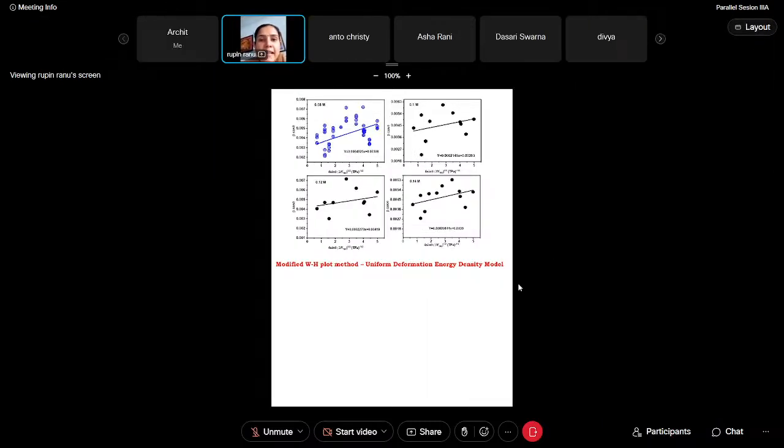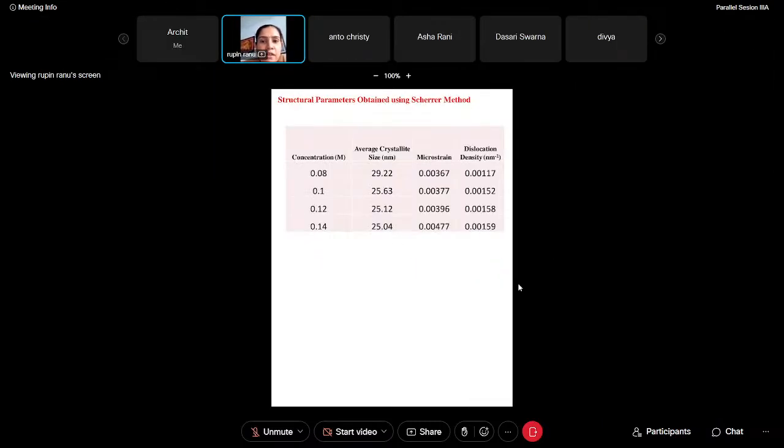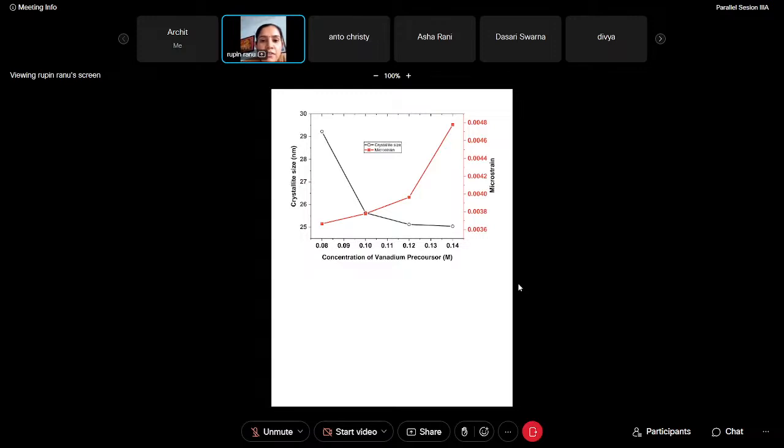Then the next slide basically shows the parameters using the Scherrer method. We have calculated average crystallite size, microstrain and dislocation density. Then the next plot is for the concentration of vanadium precursor on the x-axis, and the crystallite size on the y-axis. As we can see from the plot, as the concentration of vanadium precursor goes on increasing, the crystallite size keeps on decreasing. Similarly, the microstrain keeps on increasing whenever we increase the precursor concentration.